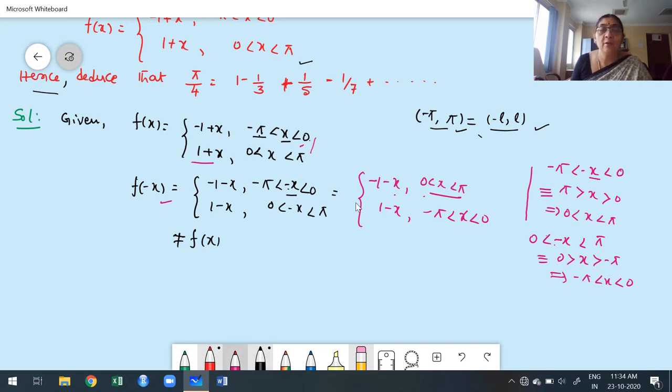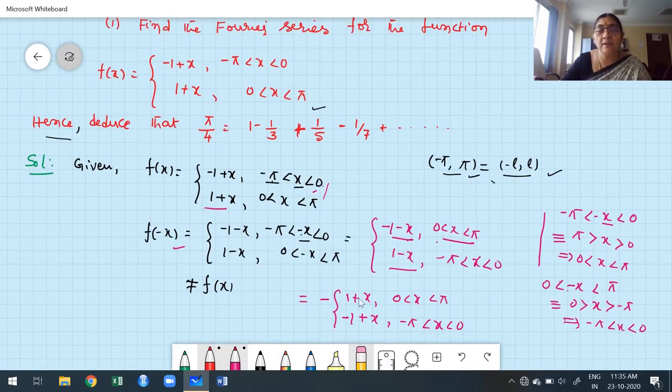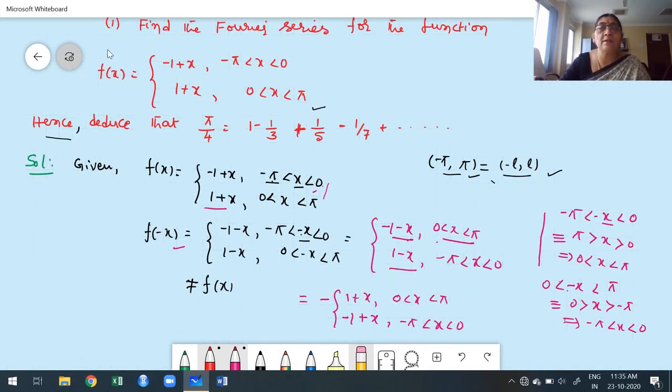Now, I have to take the minus sign from this function, also this function, minus of. Once you take minus, what do we get? 1 plus x for x ranging from 0 to pi. And then once you take the minus sign, what happens? 1 becomes minus, x becomes plus, in the range minus pi less than x less than 0. Observe carefully here. After taking the minus sign outside, for 0 to pi we get 1 plus x. Once one of the intervals is satisfied, don't leave it.